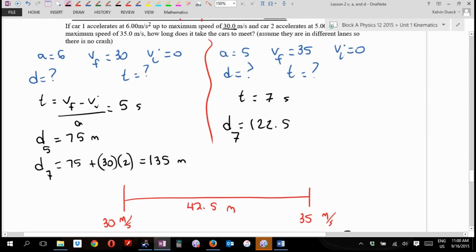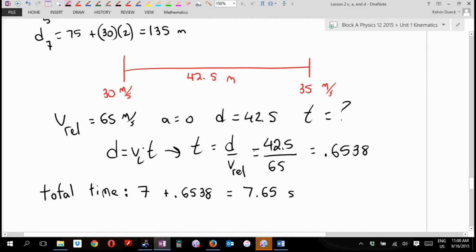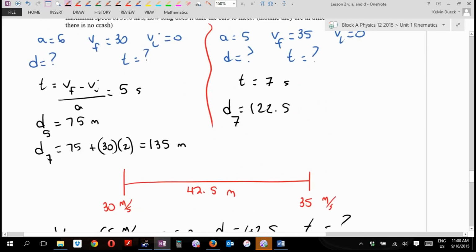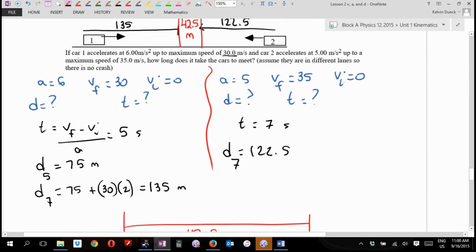How long did it take the cars to meet? 7.65 seconds. Although it says assume they're in different lanes so there is no crash. Oh heck, let's just pretend it's a crash. That's funner.